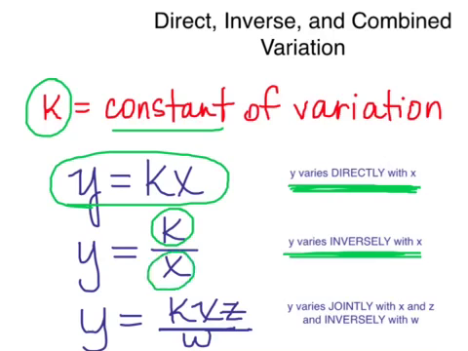And then something like varies jointly is just a direct variation but with two things. So y varies jointly with x and z. Both of those are being multiplied. And then they also can say in the same one, and inversely with w. So that would just put w on the bottom. But k is always going to be on the top or to the side of the letters, but never on the bottom.